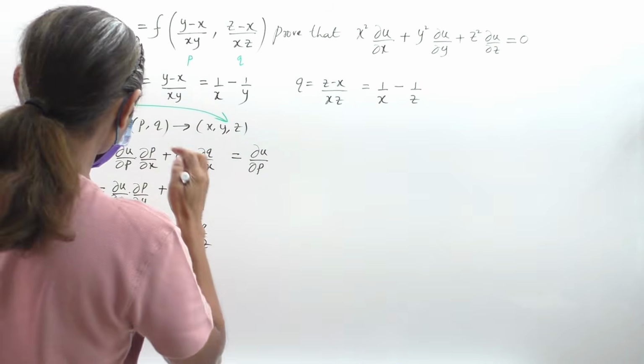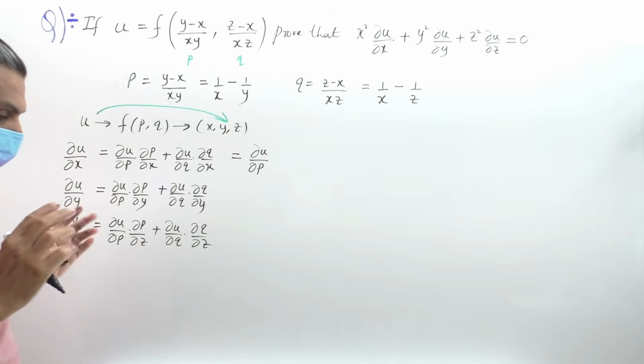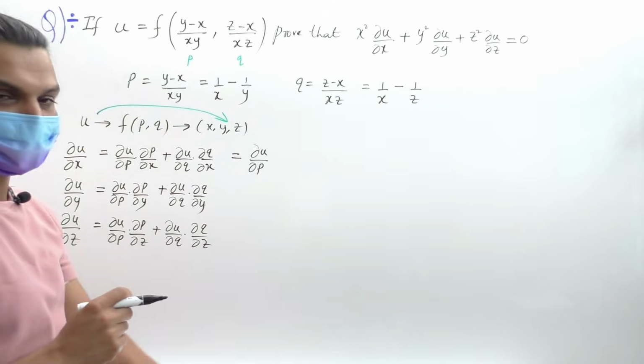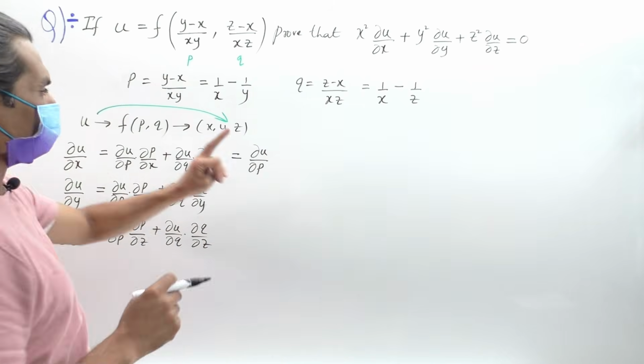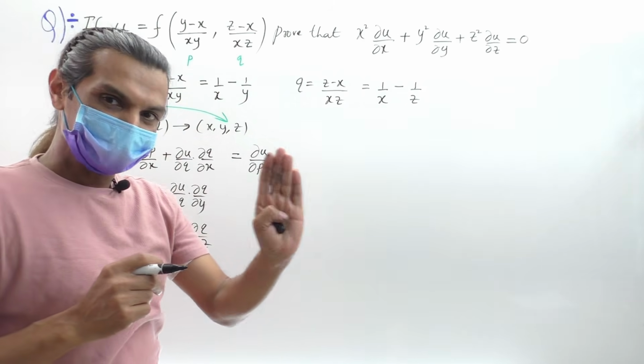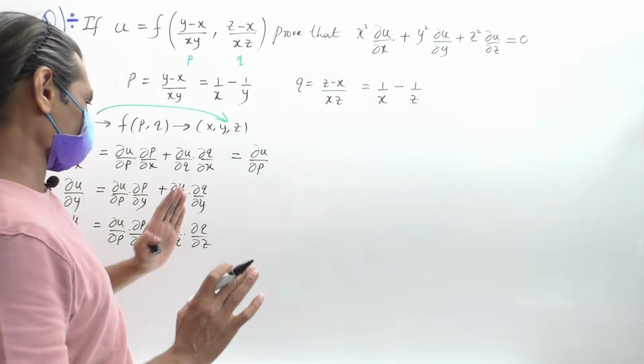Keep it as it is. ∂p/∂x. See, again, differentiate p partially with respect to x. I have written it in a very simple way: y minus xy is 1 minus xy minus 1 minus y. Okay, see how simple the differentiation becomes now.